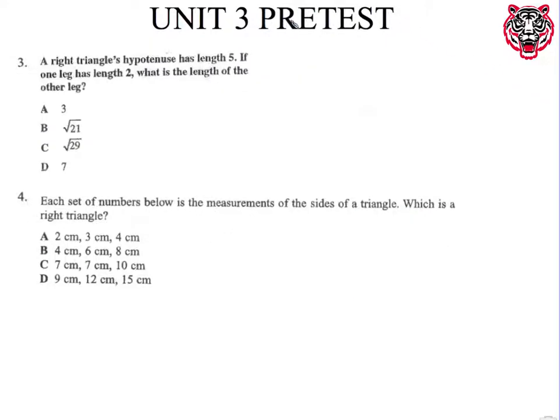Moving on to number 3. A right triangle's hypotenuse has a length of 5. So let's draw that right triangle. You are drawing the right triangle with me. The right triangle's hypotenuse has a length of 5. If one leg has a length of 2, what is the length of the other leg? So it looks like this.